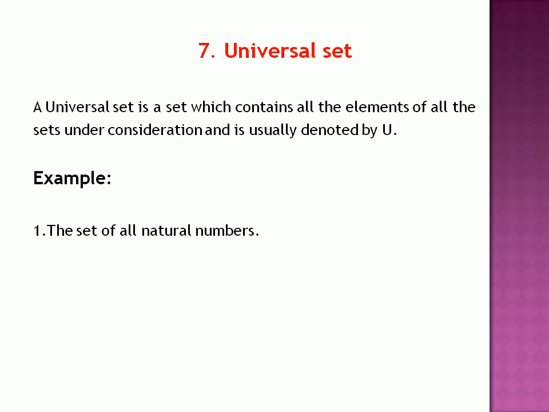From that, we can take some subsets. A is equal to {1, 2, 3, 4, 5}, the set of all even numbers, the set of all odd numbers, the set of all prime numbers. So, for all these sets, the universal set is natural numbers. I will give you some more examples.